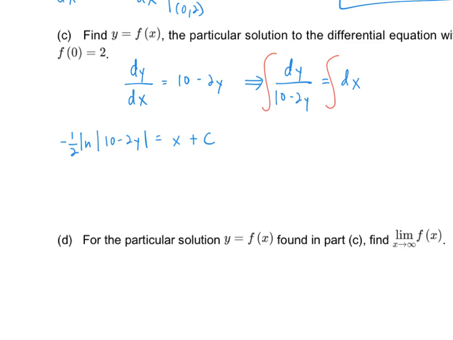Okay, so I'm going to do that now. If you plug in 2 for y, you get ln of 6. And then plug in 0 for x, just get c. So that's just what c is right there. Okay, and then now we'll solve this for y. So now we can plug c back into this, and then solve for y.